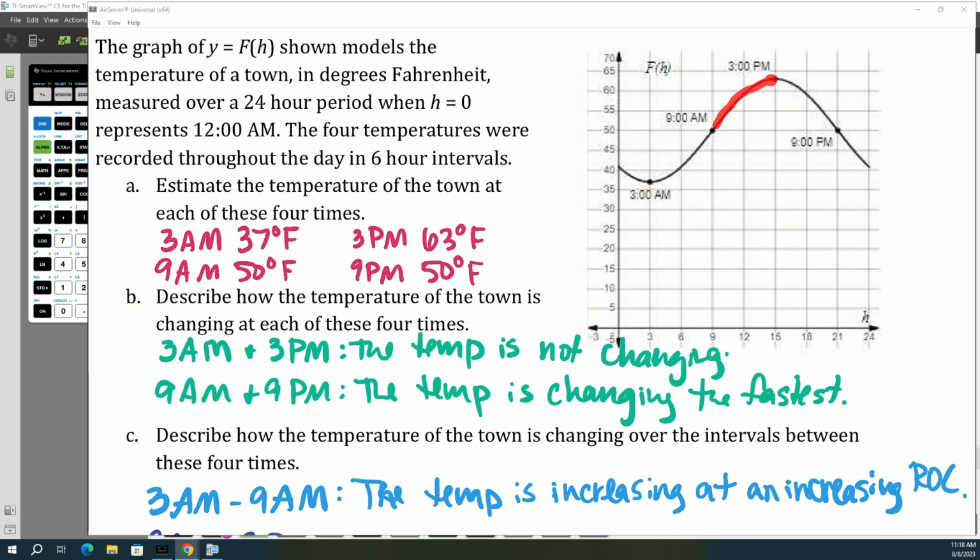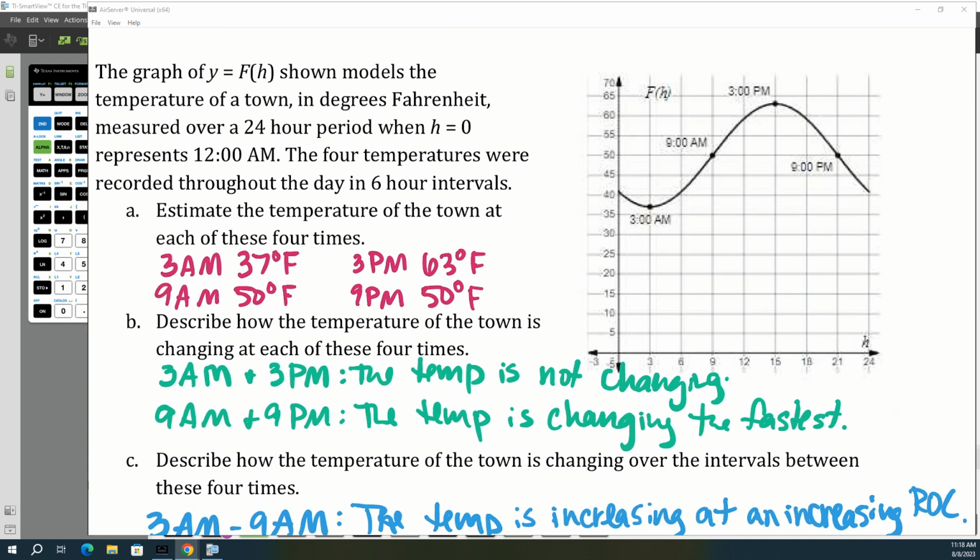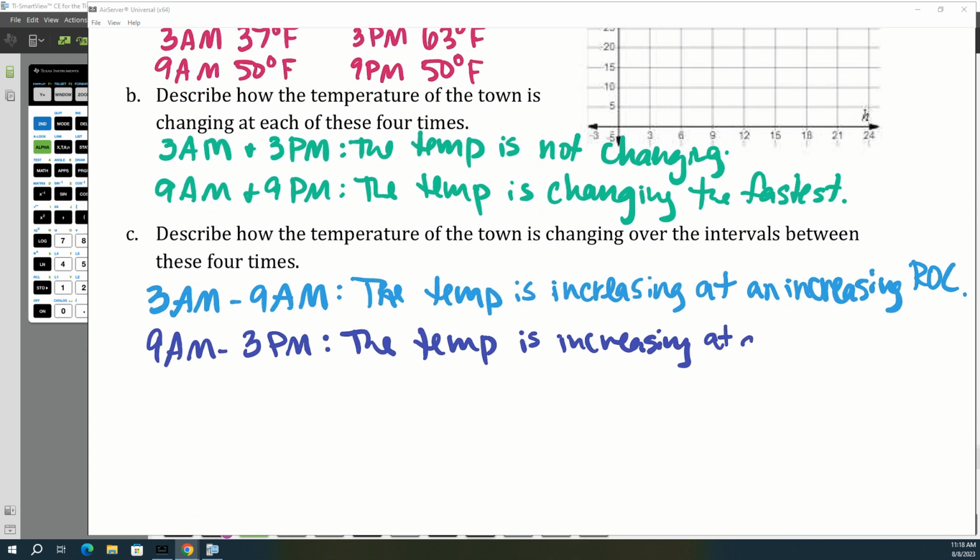All right, so we're talking about between 9 a.m. and 3 p.m. So we still have a positive slope, so the temperature is still increasing. What do you guys think the rates of change are doing in that interval, increasing or decreasing? Decreasing. So at a decreasing rate of change. Still getting hotter, it's just not getting hotter as fast as it was earlier.